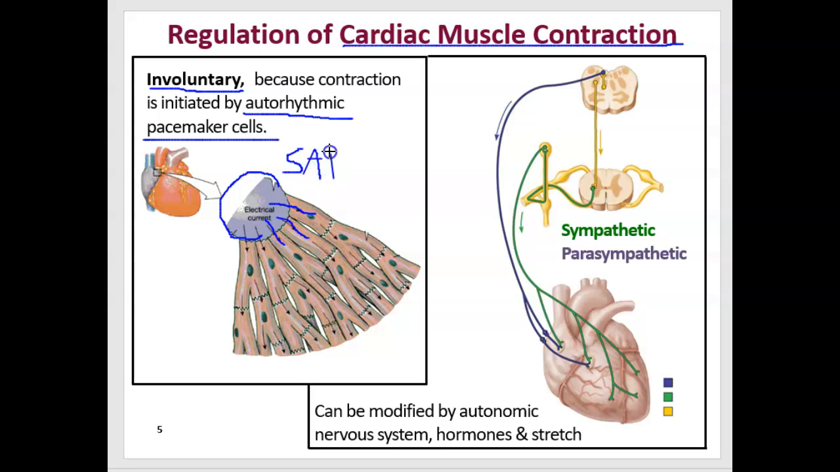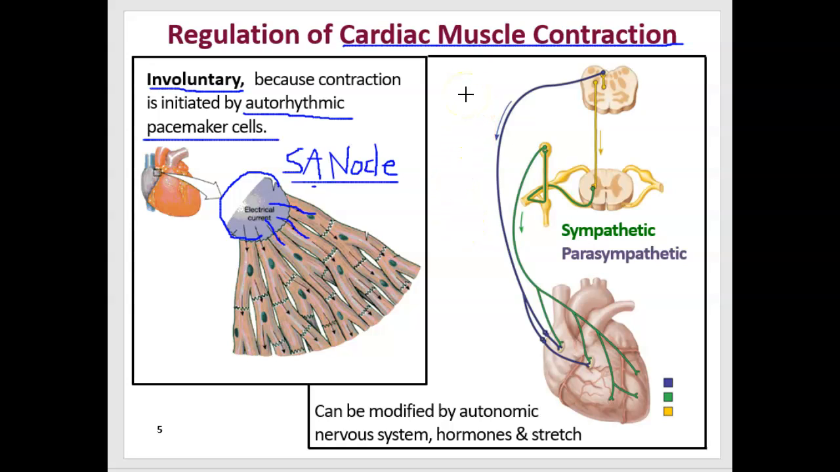There's also an AV node, but the SA node is the main pacemaker for the heart, and it sends out an electrical signal once every 6 seconds or so, and the contractile cells respond by contracting, of course. Now, that happens at a certain rate, the rate at which the SA node sends out a signal.